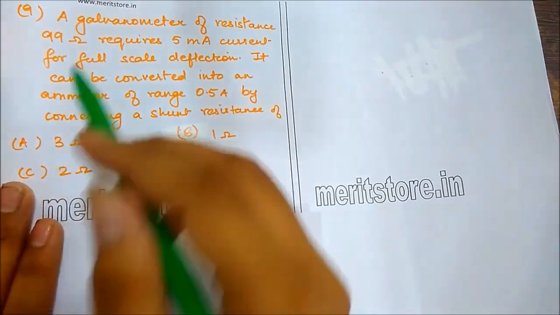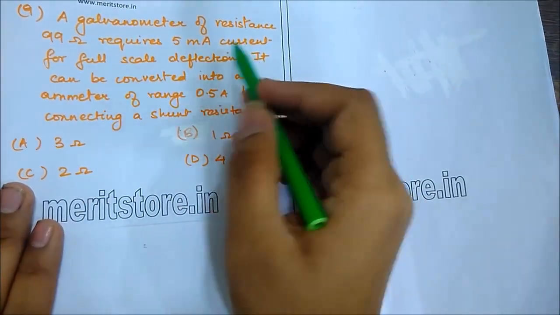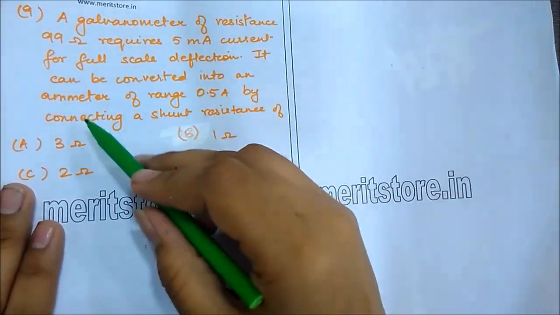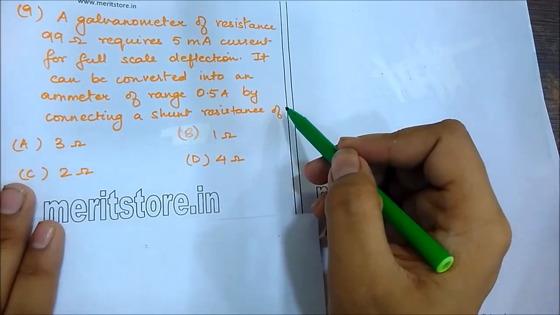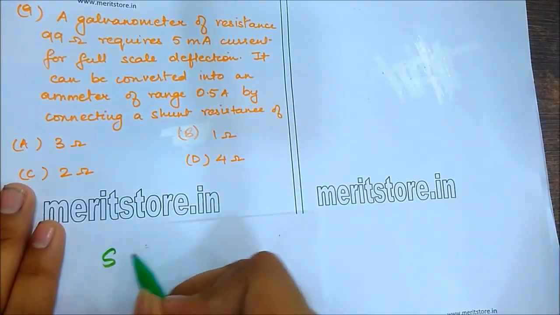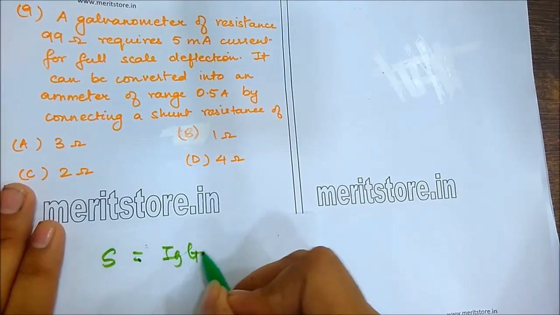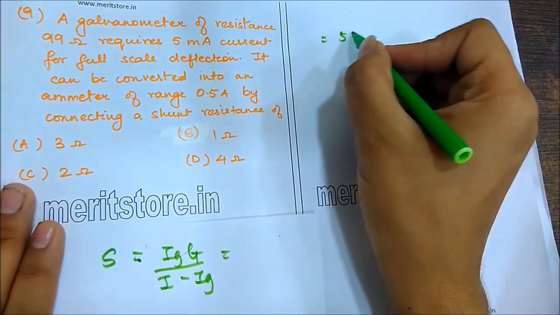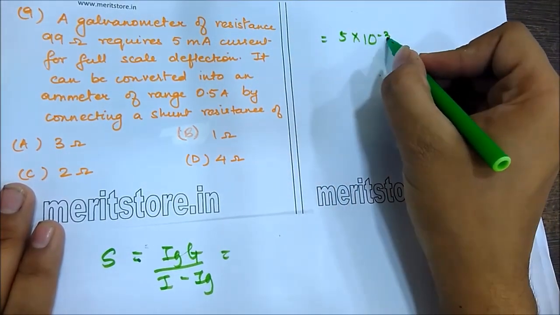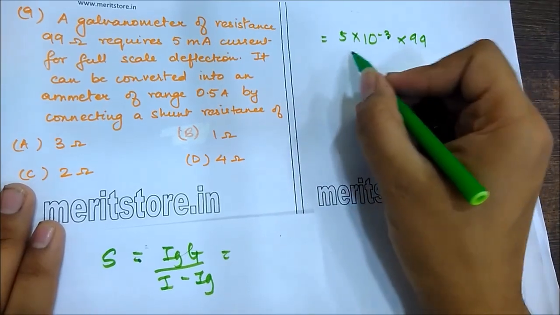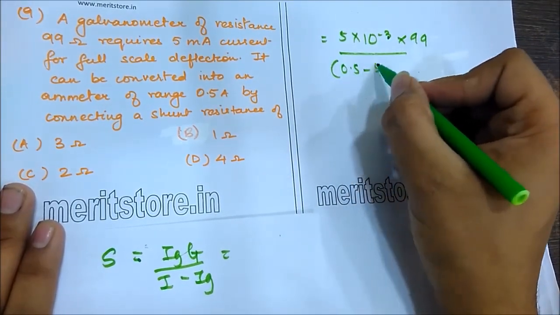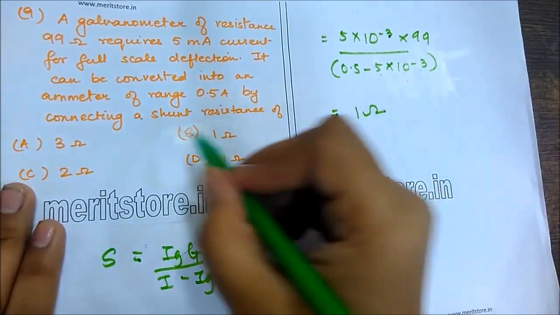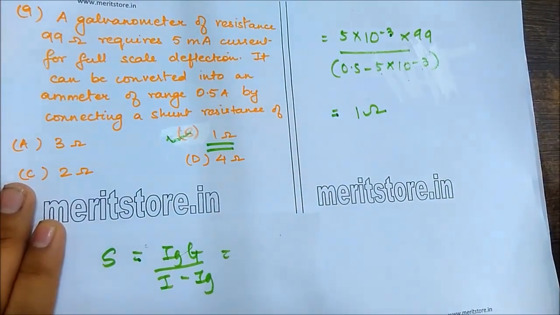Question number 9. A galvanometer of resistance 99 ohm requires 5 milliampere current for full scale deflection. It can be converted into an ammeter of range 0.5 ampere by connecting a shunt resistance of. So now S is equal to IgG upon I minus Ig, which is equal to 5 into 10 raised to minus 3 into 99 upon 0.5 minus 5 into 10 raised to minus 3, which on solving gives us 1 ohm. So option B, 1 ohm is the correct answer.